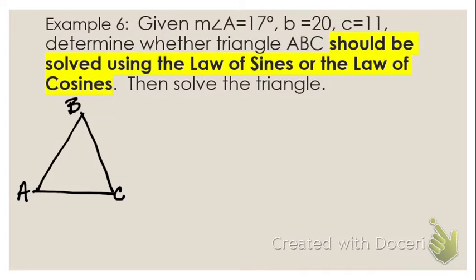So are you using law of sines or law of cosines to solve this out? I hear sines and cosine. Which one do you think? You say cosine? Anybody think sine? All right, let's look at it. So I know angle A is 17. And I know little b is 20. And I know little c is 11. So do I have a pair? I have to know big A and little a, or angle B and side B, or angle C and side C. In order to do law of sines, I need to have a pair. And I don't have a pair, so I have to do law of cosines.